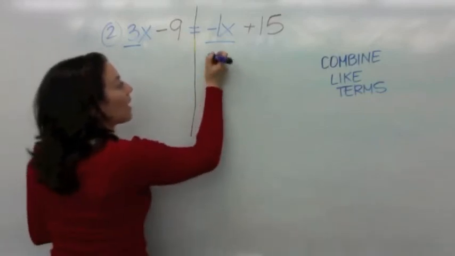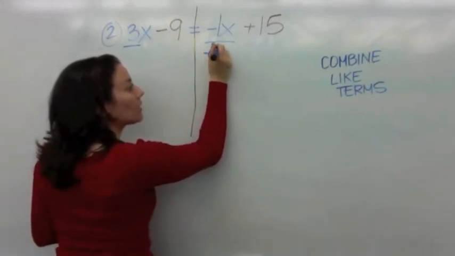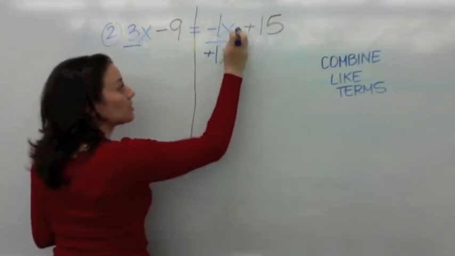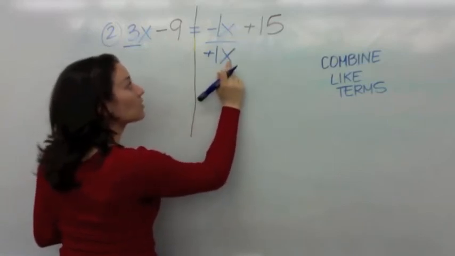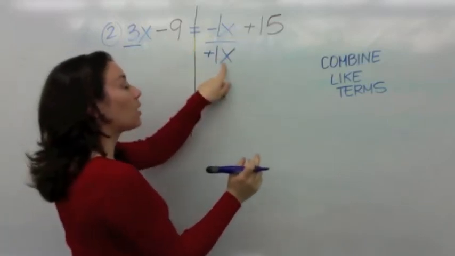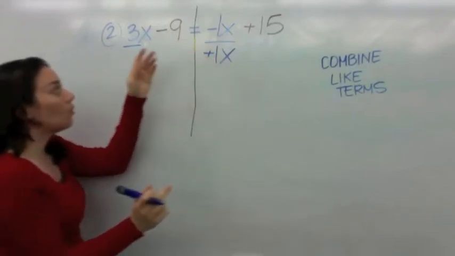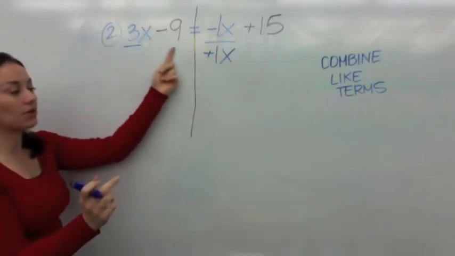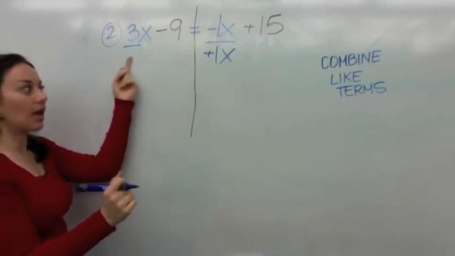So you want to add what? You want to add 1x to both sides, but you only add x where you see x. So if you're going to add 1x on this side, which term are you going to add it to, 3x or -9? You're going to add it to 3x.